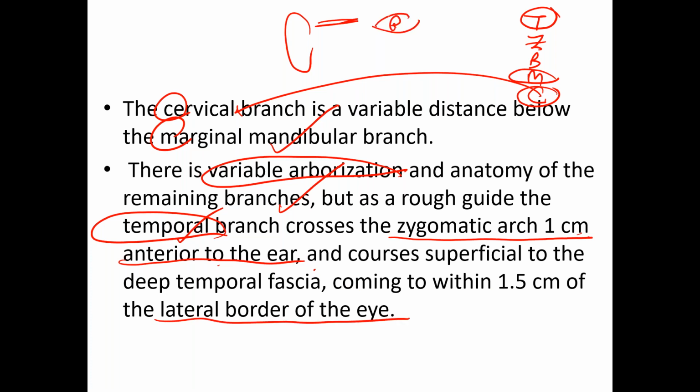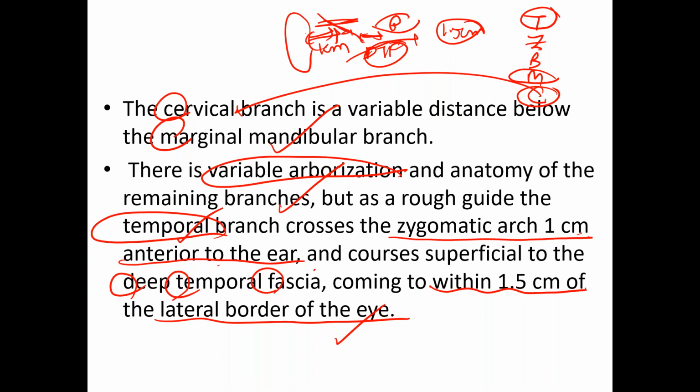So what happens is this temporal branch crosses the zygomatic arch. Where is it actually? It is 1 centimeter anterior to the ear and superficial to the deep temporal fascia, above the deep temporal fascia level. It is within 1.5 centimeters of the lateral border of the eye. So from the ear it is 1 centimeter and from the eye it is 1.5 centimeters. The temporal branch lies above the level of your deep temporal fascia.